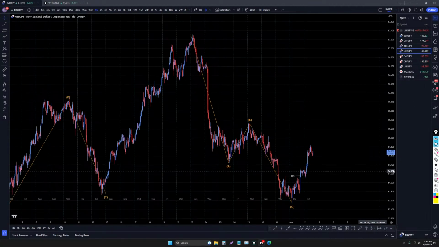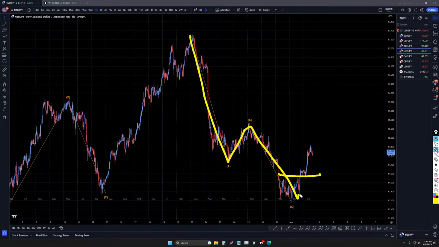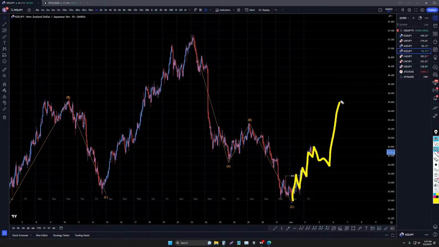The Kiwi looks like it already ended a wave C with this break of structure. It looks like a big ABC correction. This also looks like a 1, 2, 3, 4, 5, 6, 7 wave uptrend. It looks like it's more likely to make a correction and then end up going up, like a 1 and a 2 probably.